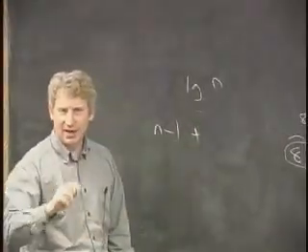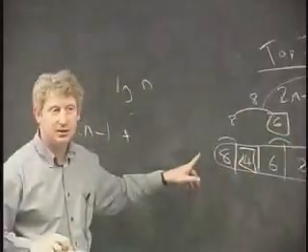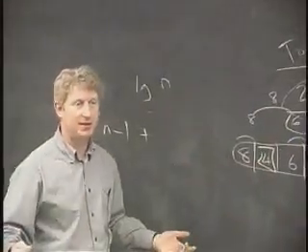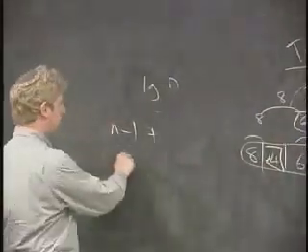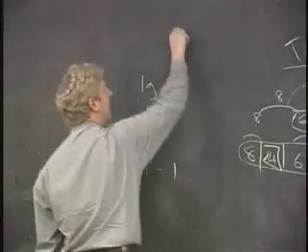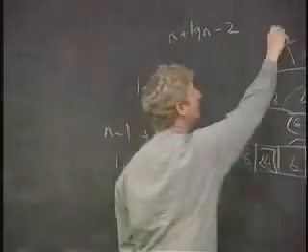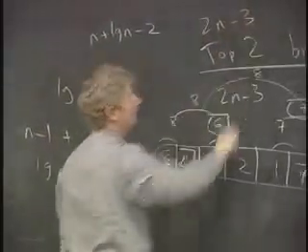Plus, what's the next stage? You got log n possibilities. You got to find the maximum in that list. So log n minus 1, just like we did before. The total is n plus log n minus 2 comparisons, compared to 2n minus 3.